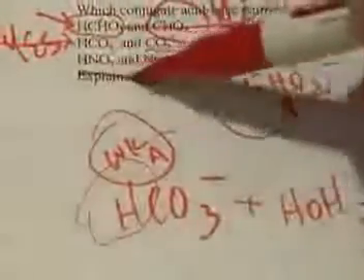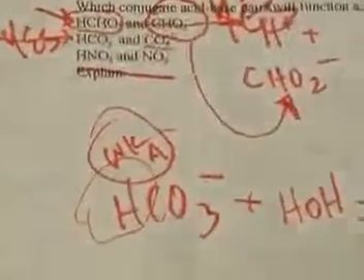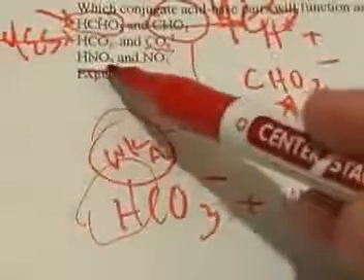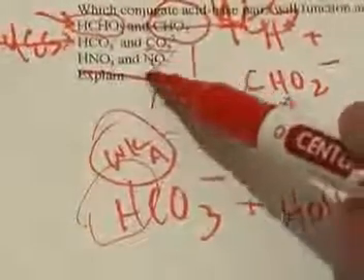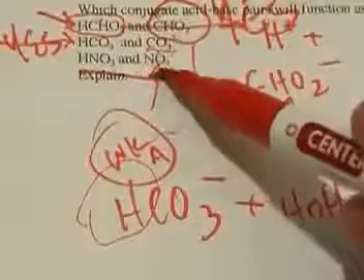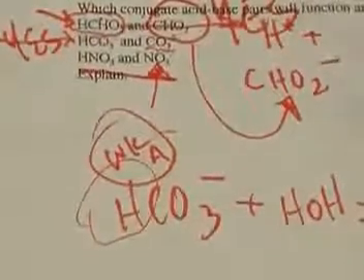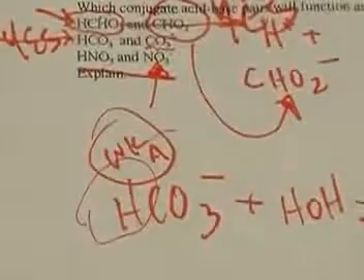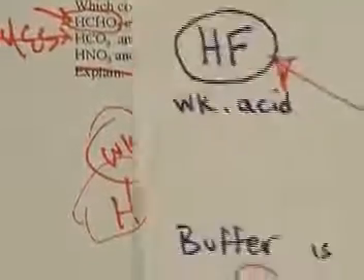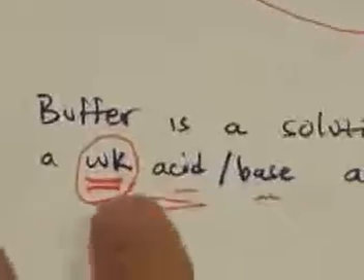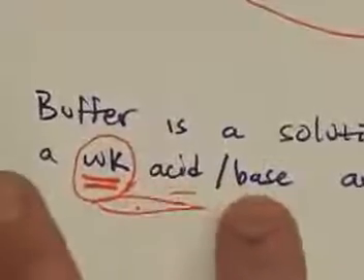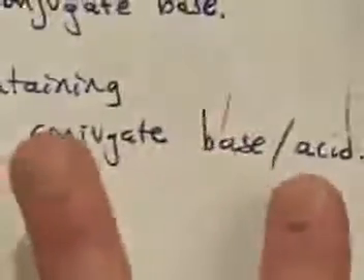What about this last one, HNO3 and NO3 minus? Well, I've got an acid here, HNO3, and I've got its conjugate base. What's left over after the acid has released its proton? Would that be a buffer solution? Well, you'd think it normally would be, but remember, the one characteristic that a buffer has to have is it must have a weak acid or base and its conjugate base or acid.